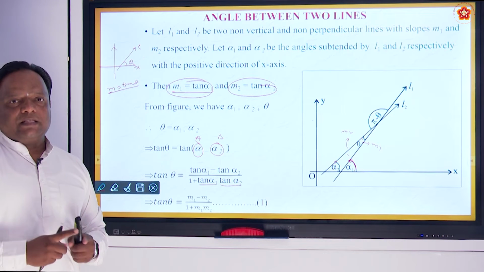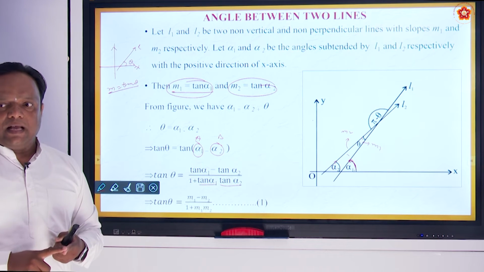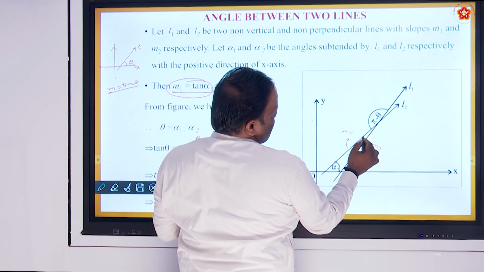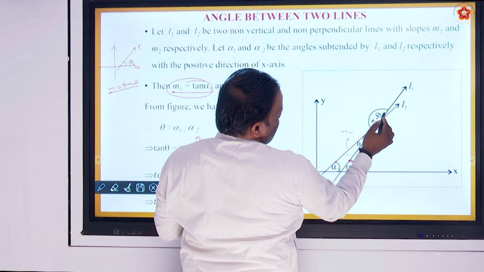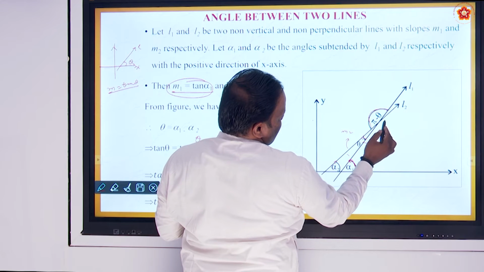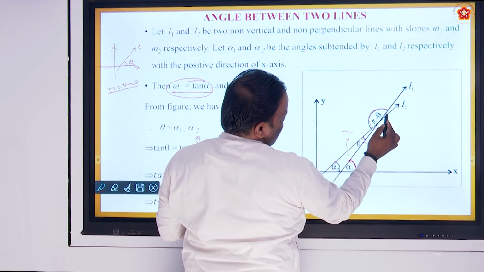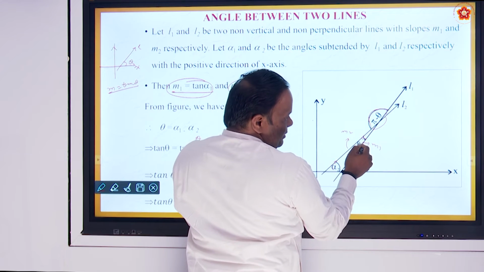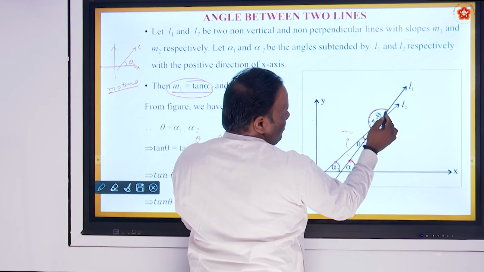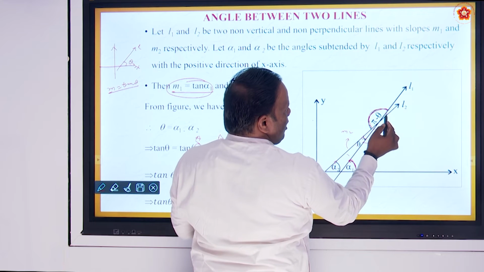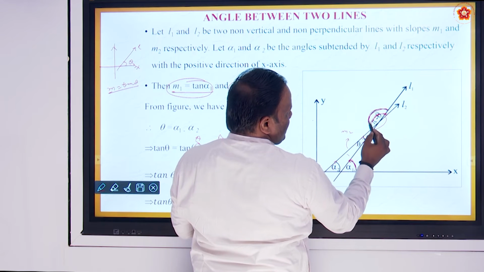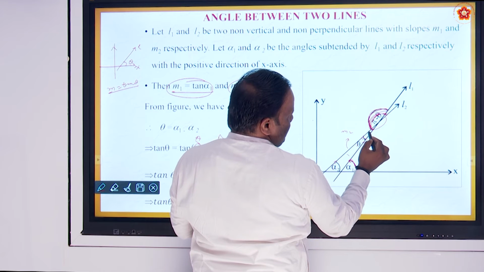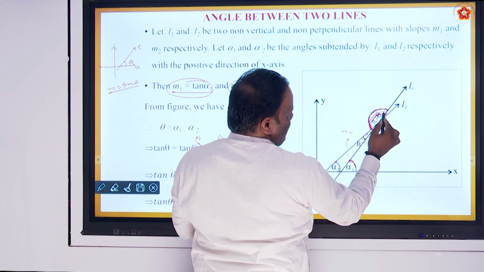See, there are two angles between the lines: one acute angle, another an obtuse angle. Observe the figure here. This is also an angle between two lines, and this and this are the same, being opposite angles. There are two angles: theta, which is acute, and pi minus theta, which is obtuse. Totally, this is 180 degrees. Here is theta.